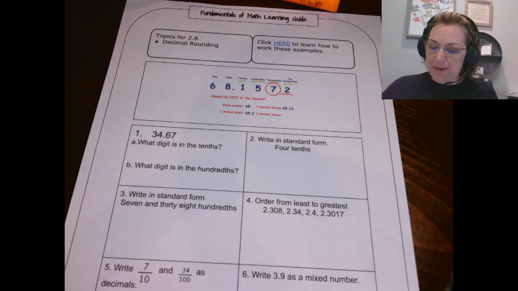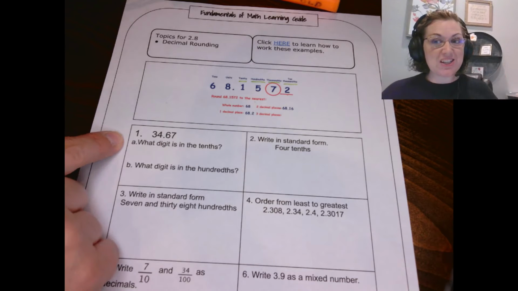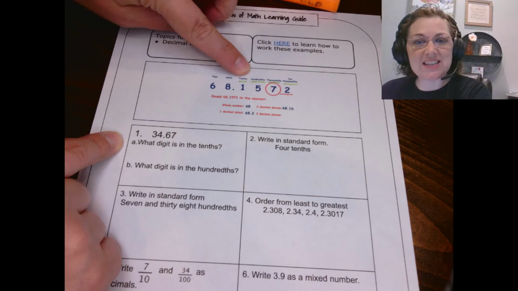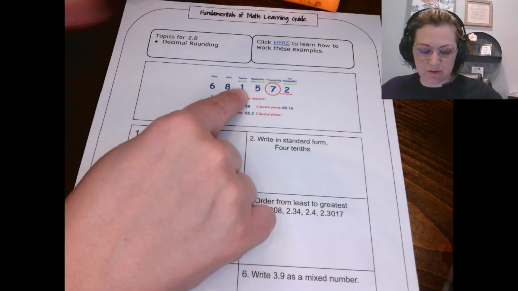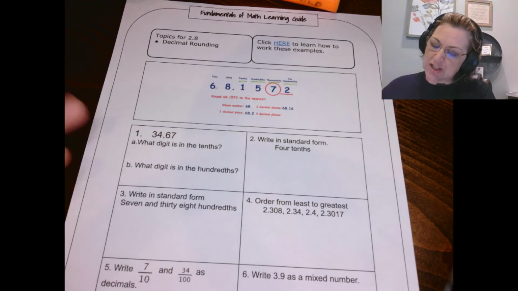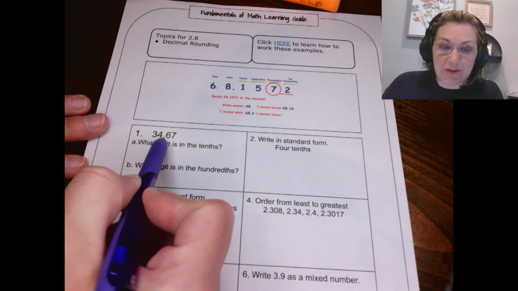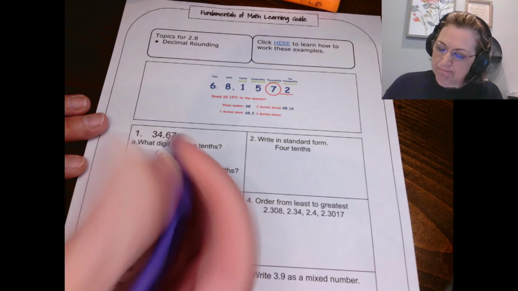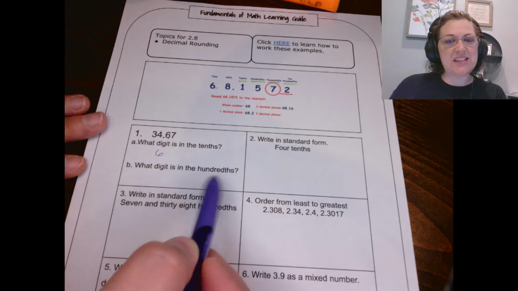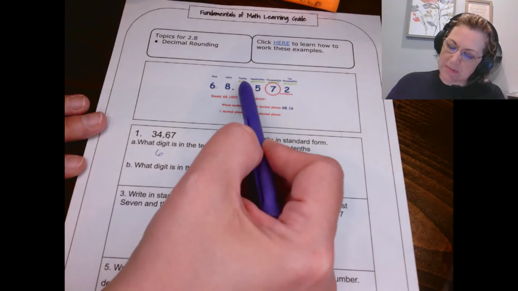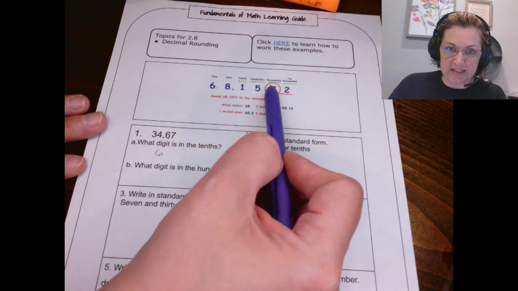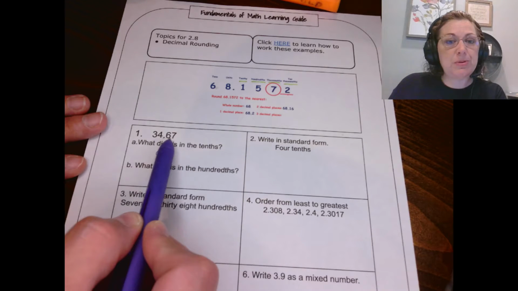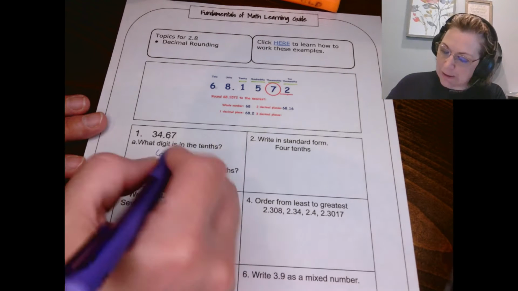So when we look at problem one, for the digit that's in the tenths place, we have to look and see, okay, tenths is one place after the decimal. So in our number, which digit is one place after the decimal? Here's my decimal. One place after would be the 6. Now B says what digit is in the hundredths place? So notice my hundredths place is 2 places after the decimal. So find your decimal. 2 places would be the 7 here.